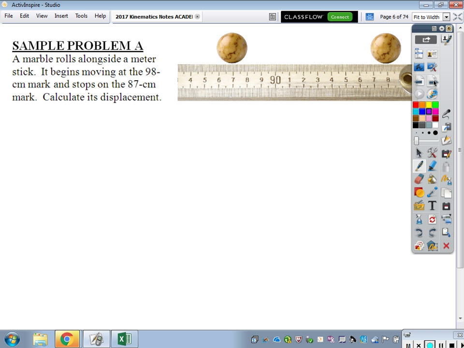All right, we have a marble that's going to roll alongside a meter stick. It begins moving at the 98 centimeter mark and stops at the 87 centimeter mark.